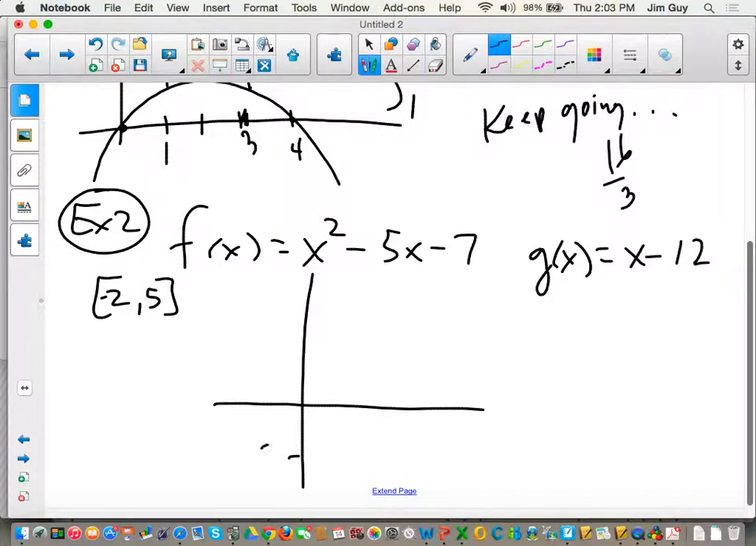This would be -7 here. It's going to look like that. And then this equation, it's going to look kind of like that. So if they didn't give you the interval from -2 to 5, it really just comes down to this little piece down here. That's the only place that's bounded by the two.